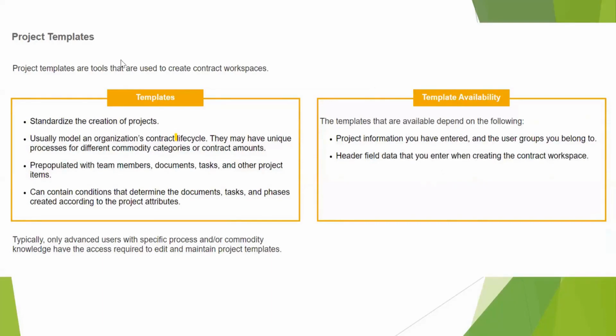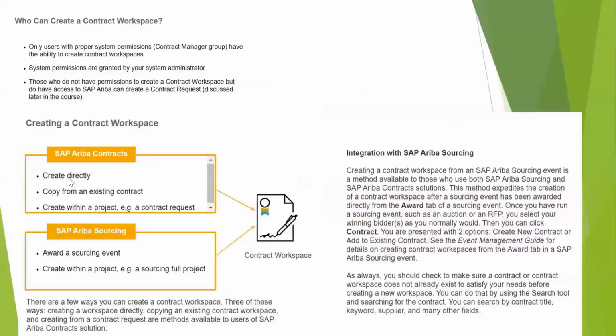Okay, so what are the ways you can create a contract workspace? Create directly in the Ariba interface or copy from an existing contract. Create within a project as a contract request. For example, the contract request is created inside one project: in sourcing, the request subproject is the sourcing project, and in contract request, the subproject is the contract workspace. This is directly done on SAP Ariba contract. Suppose you are working from sourcing, after awarding you will get an option to create a contract workspace from there. You can also create a contract workspace inside a sourcing project, but generally that is not used very often.